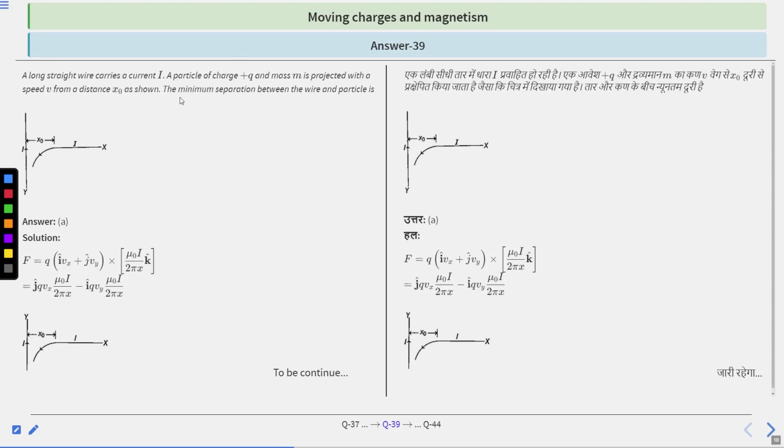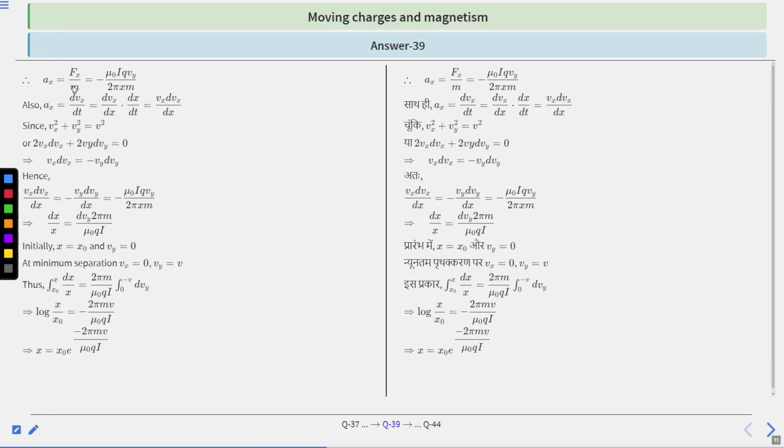So the question asks about the minimum separation between the wire and the particle. We know a formula: F is equal to Q V cross B, that is F equals Q (i cap Vx plus j cap Vy) into B. So this is the force formula. Putting all the given terms, you will get F is equal to j cap Q Vx mu naught I divided by 2 pi x, minus i cap Q Vy mu naught I divided by 2 pi x.